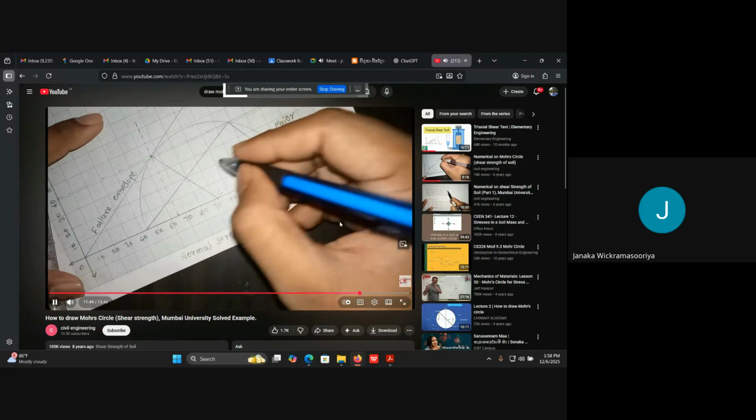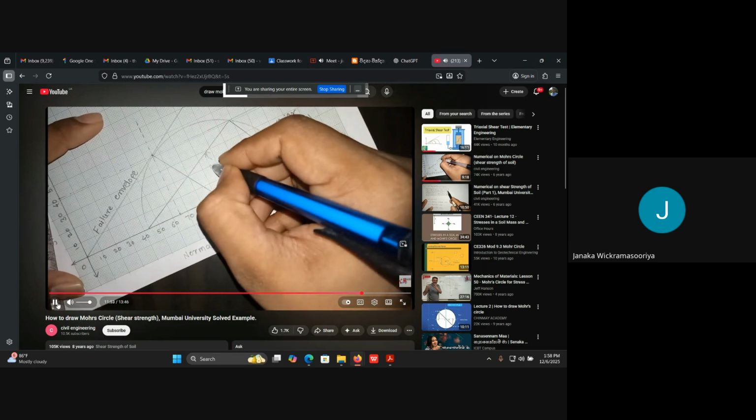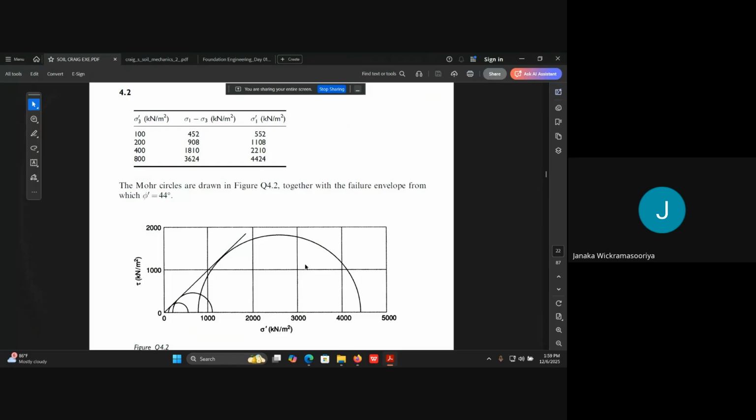And this line is known as the minor principal plane. So that's it. We will see this question. So that is how you can draw these Mohr circles and match this, right?